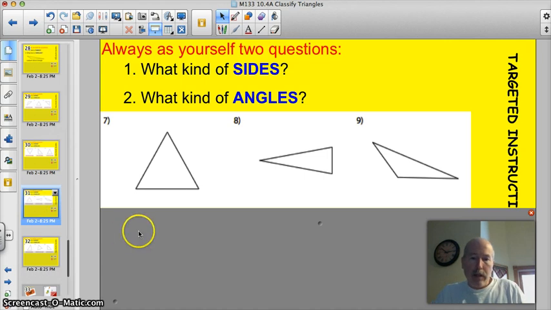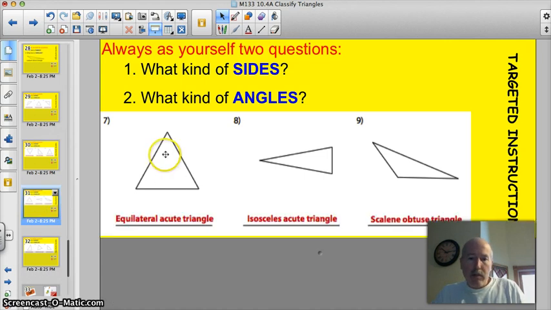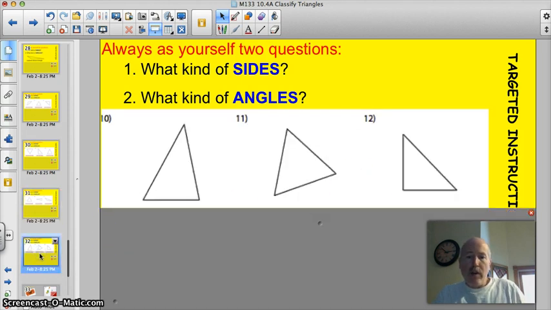Let's see how you did. Well, this one is equilateral and acute again. This one is isosceles and acute. Here are the two sides that are the same. All angles are acute. This one here is scalene and obtuse. Very nice. Three more and you're done. Go for it.